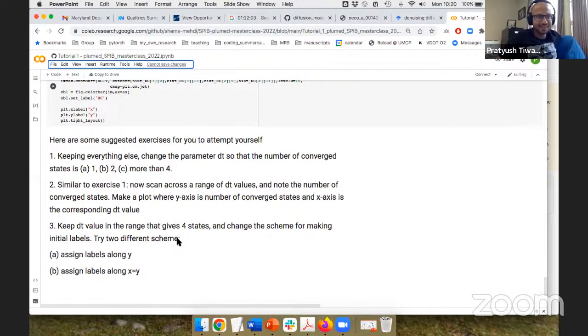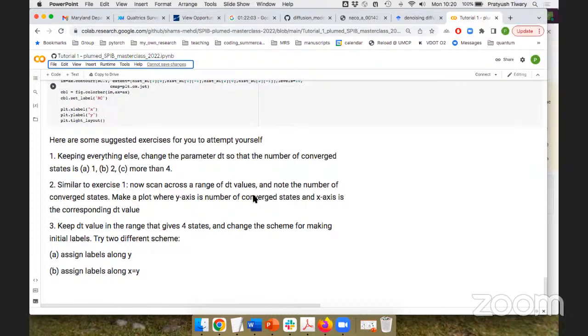There is no unit here. You're right. And as you start decreasing the value of delta t, at some point you will get 2 states, at some point you will get 3 states, and eventually it will become more than 4 states. Does that sound good? Okay.